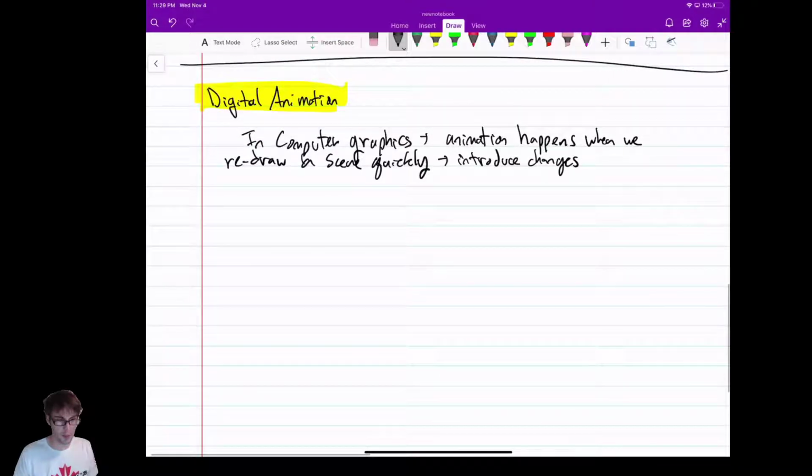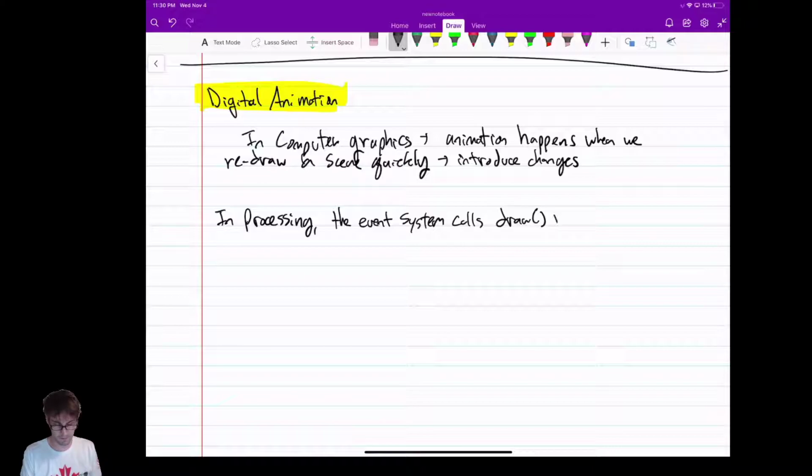So in Processing, we have our event system to make this work. It's basically set up to call our draw function regularly, and this gives us our ability to do animation. We can rely on that. If we know the draw is going to be called regularly, we can make subtle changes. We get animation for free.